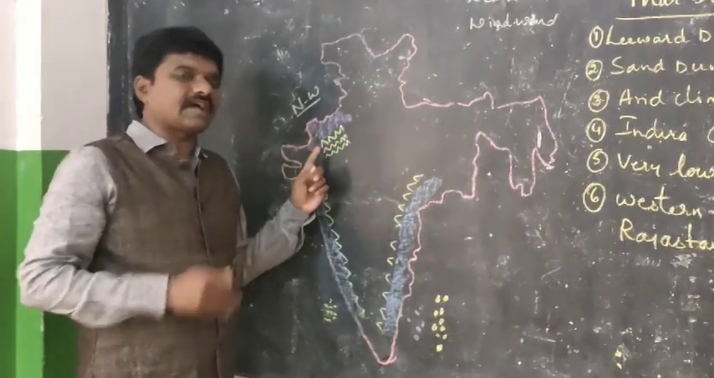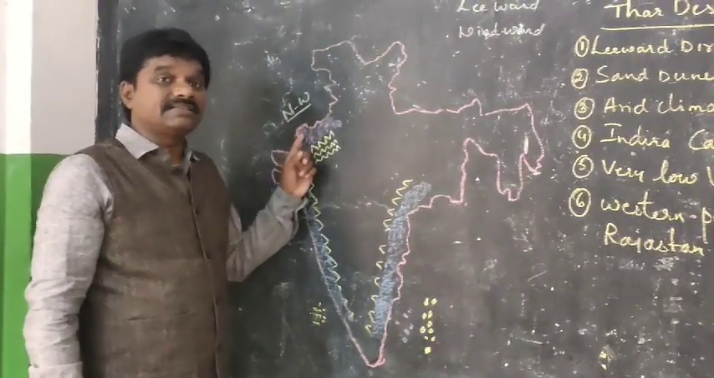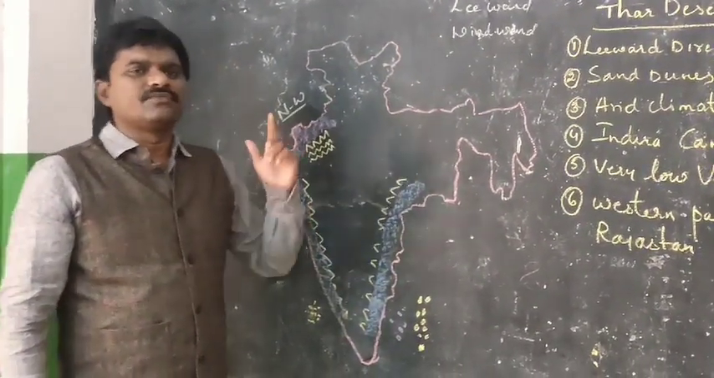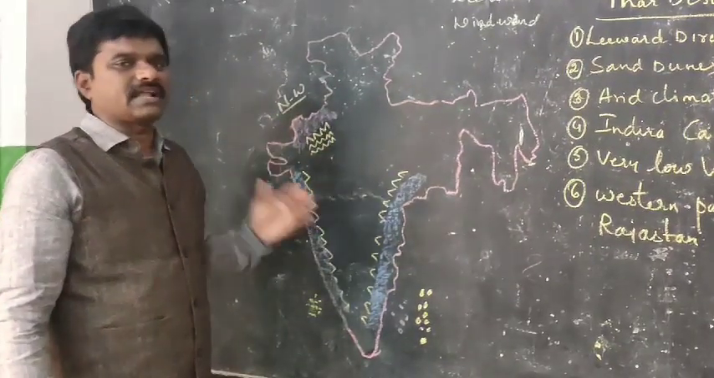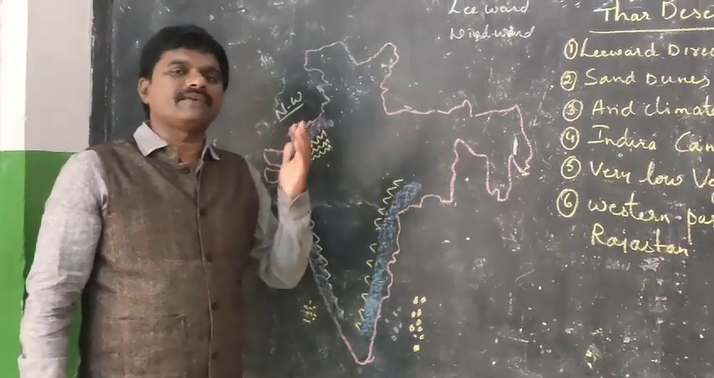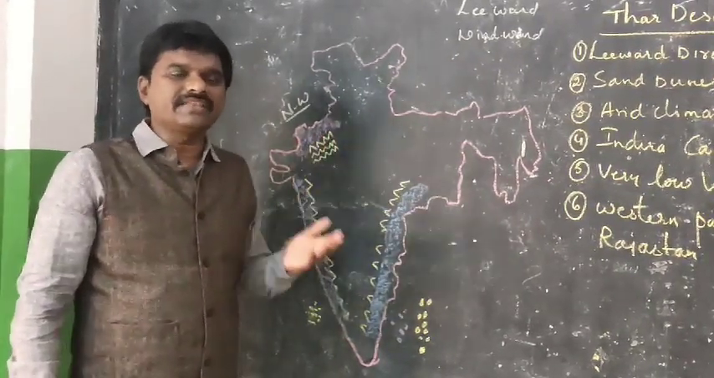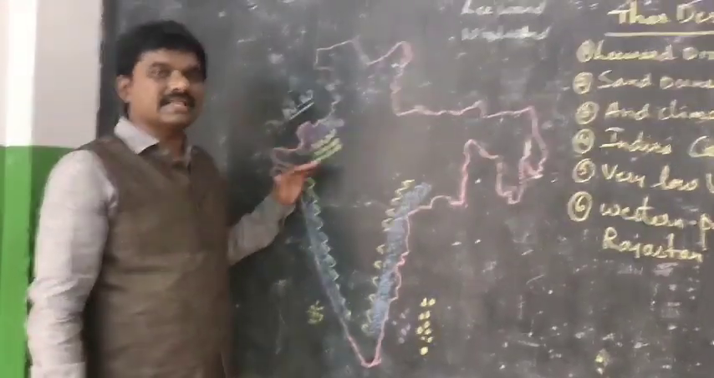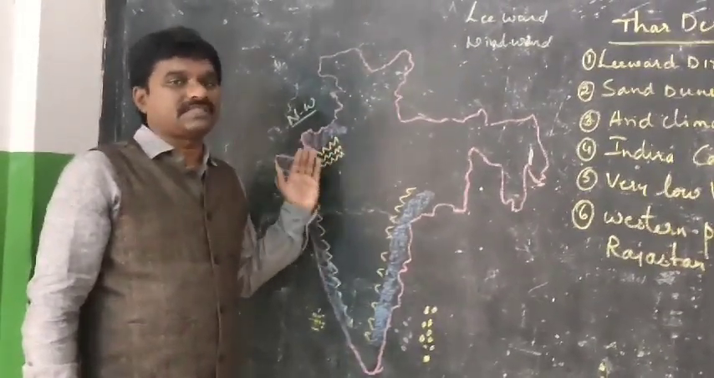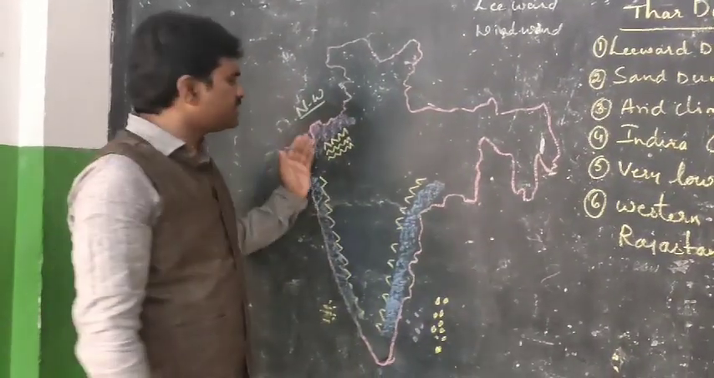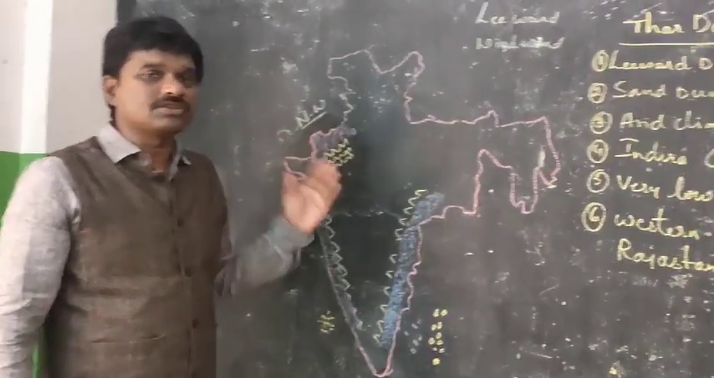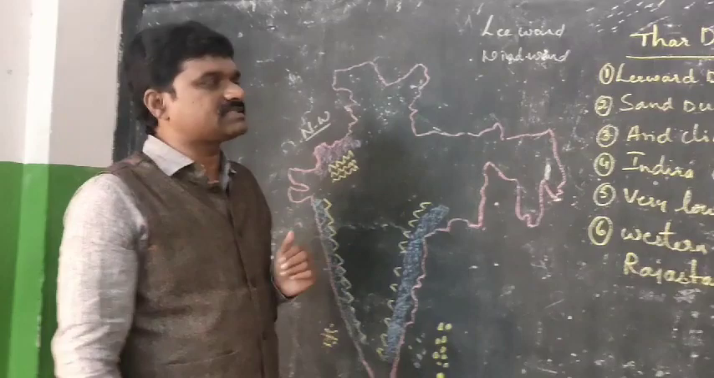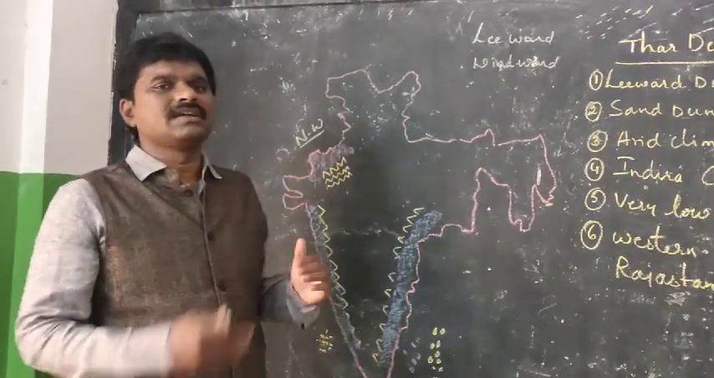So at the back of these Aravalli mountains, it is the leeward direction and it does not receive rainfall continuously for many years, and that continuous lack of rain and being a dry region made it into a desert. So the Thar Desert is in the leeward direction of the Aravalli Mountains, and it is located mostly in Rajasthan.